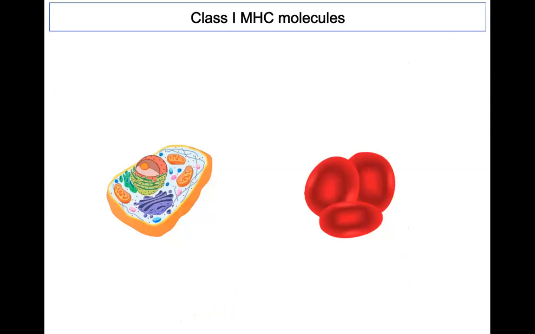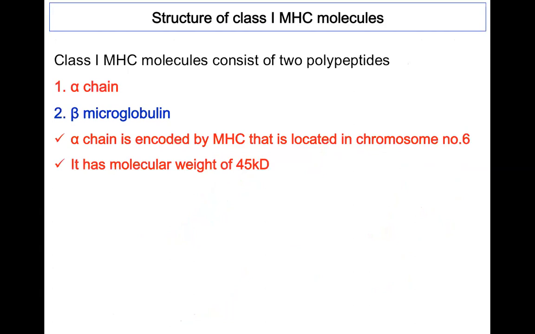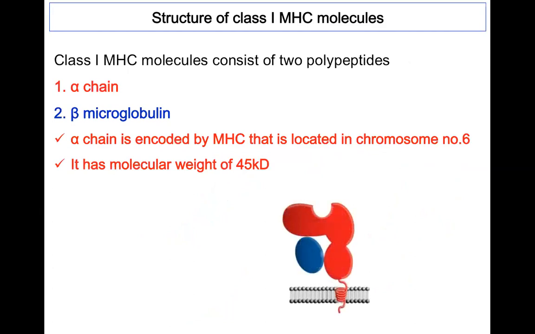When the antigen binds with the MHC molecules, then it can be recognized with the help of T cells. And if we talk about class 1 MHC molecules, we know that they are expressed only on nucleated cells, while they are not expressed on non-nucleated cells, that means the RBCs. Next, the structure of class 1 MHC molecules. A class 1 MHC molecule consists of two polypeptides. Let's take the example here. If you look at this structure, you can see that the red part is representing the alpha chain, and this bluish part is representing the beta-2 microglobulin.